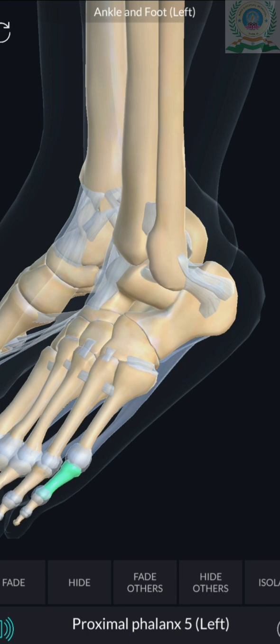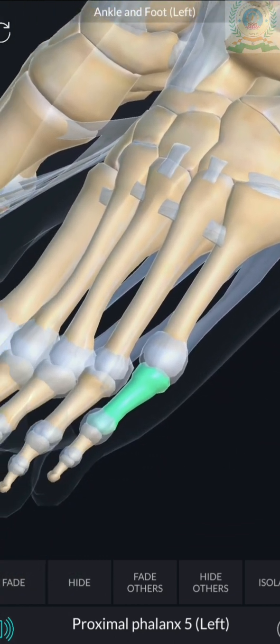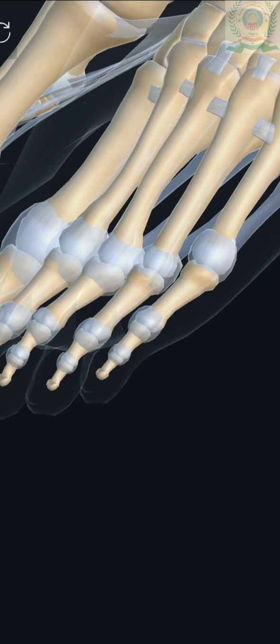Proximal phalanges are the largest bones in the toe. They form the base of the toe and are a separate bone from the middle phalanges and the distal phalanges. They are connected to the metatarsals in the feet.